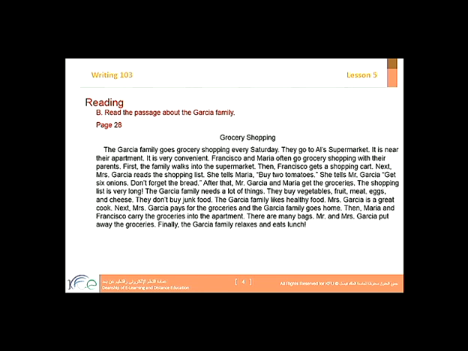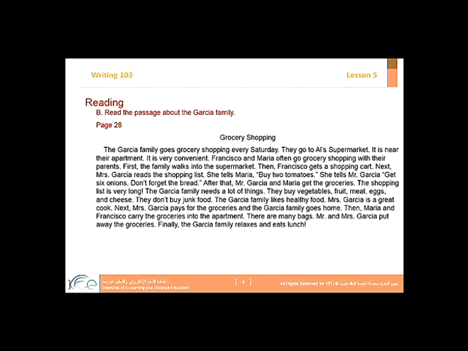The groceries means the things, the items that she asked them to bring. The shopping list is very long. The Garcia family needs a lot of things. They buy vegetables, fruit, meat, eggs, and cheese. They don't buy junk food. Junk food means unhealthy food. The Garcia family likes healthy food. Mrs. Garcia is a great cook.